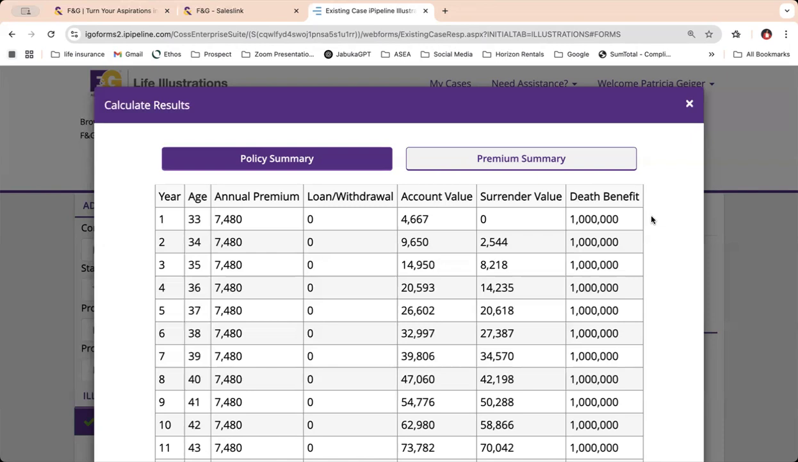4,667. For the same year, surrender value means the amount of money that you can take that year. Remember, you just got this policy. You cannot get anything for this year. But in the case you die, for your family, death benefit, they will have $1 million. But if you go to line number 5, for example, you will see that you make a total of 7,480 times 5, and you see that your amount has increased.